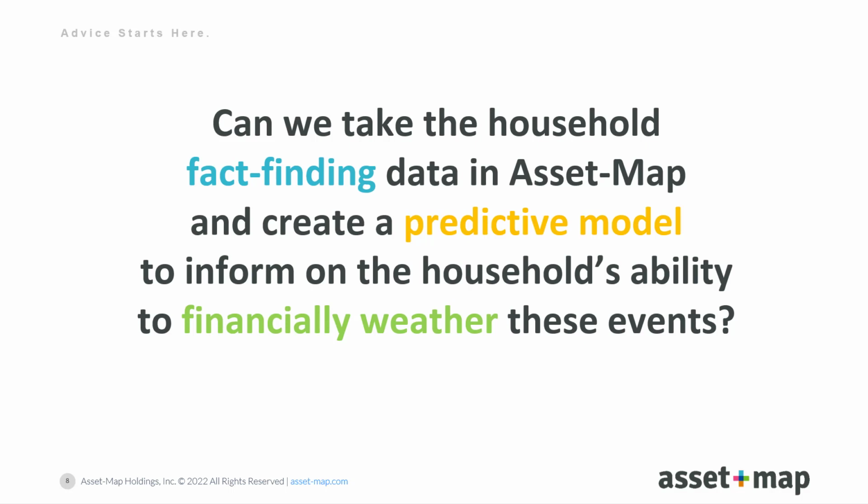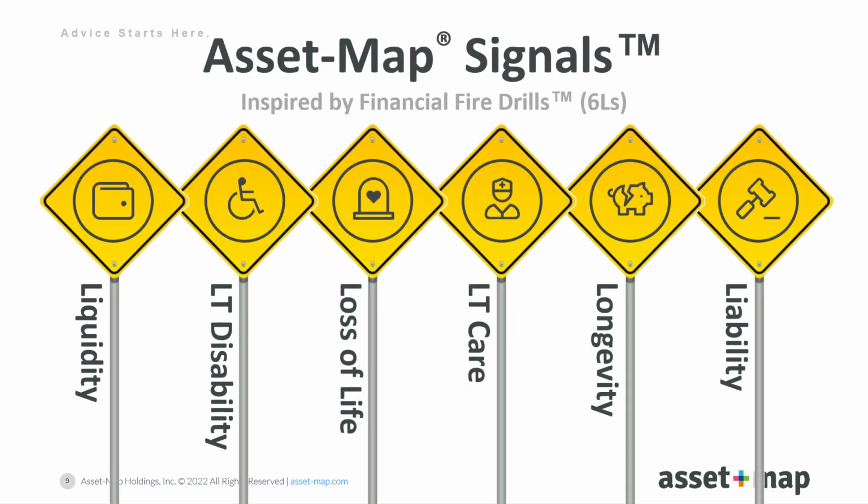And what Signals does is it looks at these 6 events across the household based on the data that's in AssetMap, and it tells the household you are red, green, or amber across these 6 events. And it does that by looking at the client's ages, what their income is at the moment, how much savings they've built up in retirement savings, in discretionary savings, what insurances they've built up over time. It looks at all of those things and then reflects whether the household is red, green, or amber across these 6 events. So it's almost bringing those financial fire drills to life.